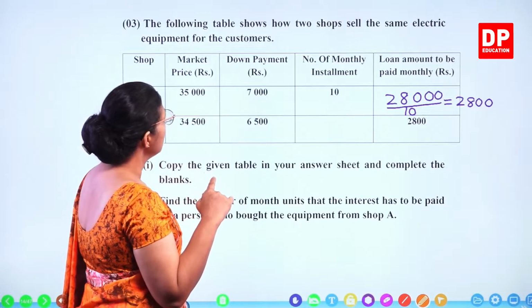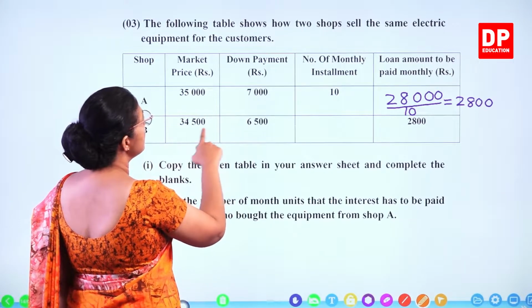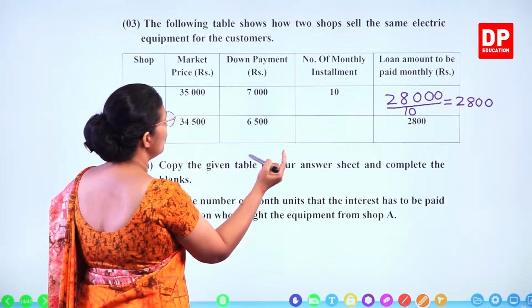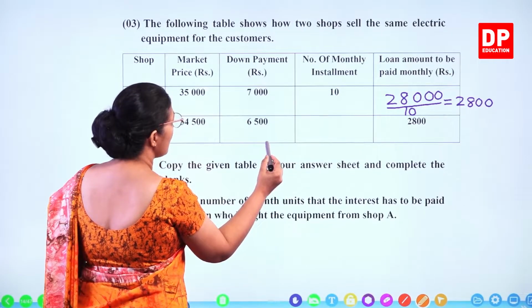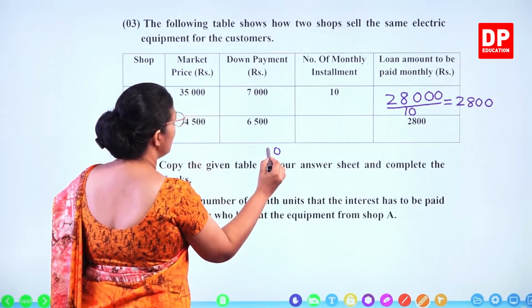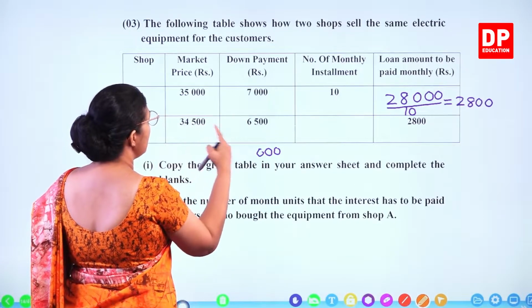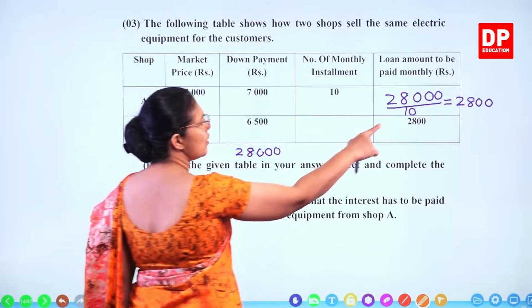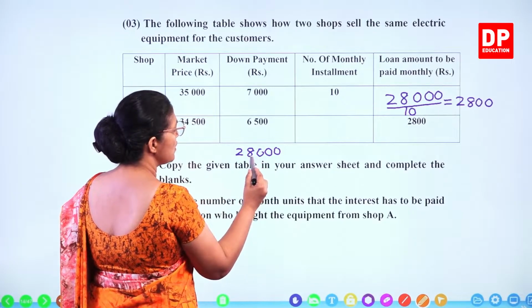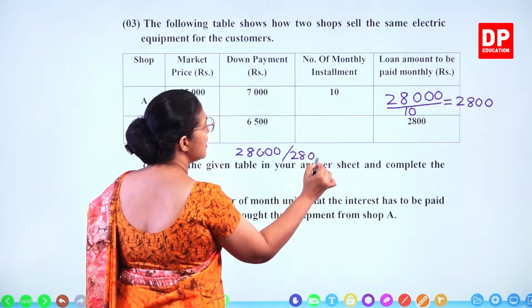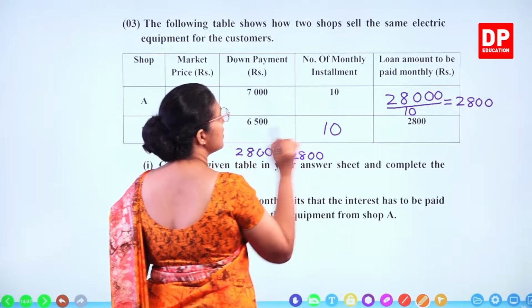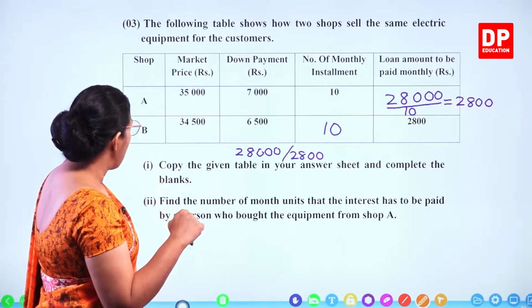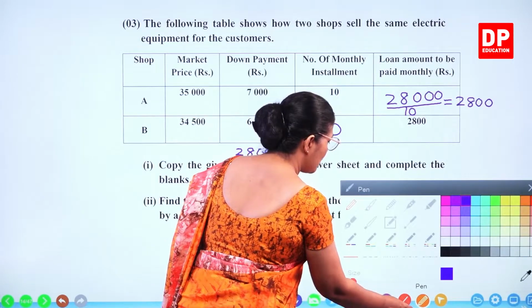Next one. What's the loan amount to be paid? You have to subtract these two. So you get 0, 0, 0. And then 8, 2. 28,000, and again 2,800 means when you divide by 2,800, you get 10 months for the installment. So you can complete this table first and then you can do the next part.